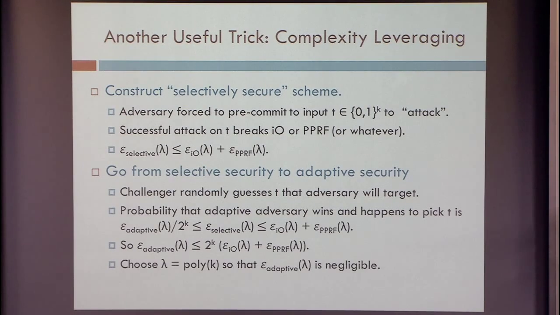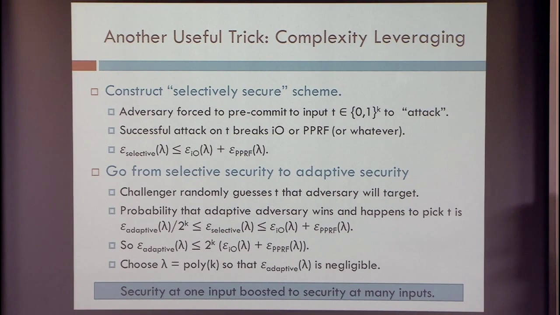So if you look at the PRF, for example, the number of possible inputs to the punctured PRF is really small. Say it's only 10 bits. You can definitely amp up the security of the PRF so that you get as much security as you want, because the security is related to the size of the key, not the size of the input. And then with I/O also, you can boost the parameters of the scheme so that it dwarfs the size of the input. So intuitively, you try to get security at one point, and you use this argument to say that you get security at basically all points that you care about.